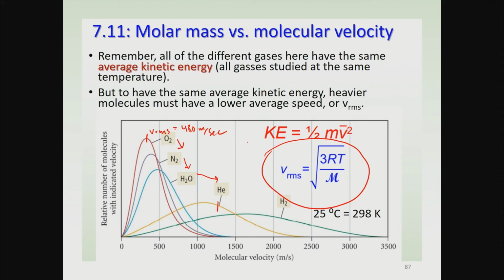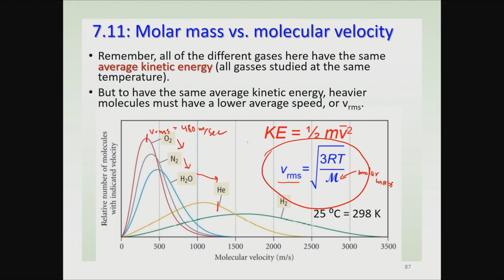So what you can see is that the average velocity or speed of a gas, the root mean squared average, is going to be equal to the square root of 3 times R, R being the gas constant, T is the temperature in Kelvin, divided by the molar mass. So here, M is molar mass.